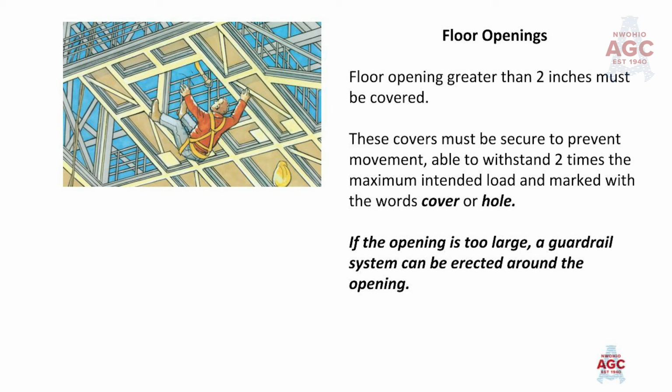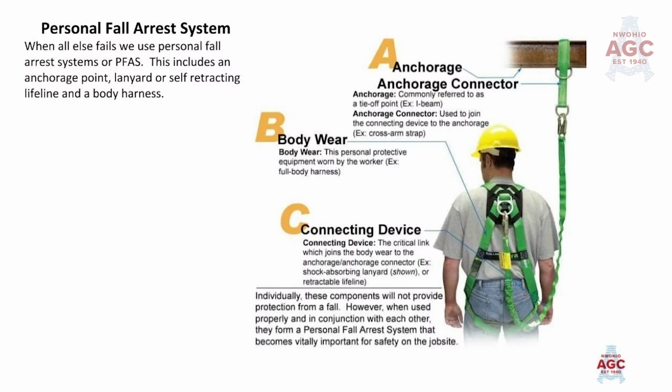And last but not least, our personal protective equipment. Personal protective equipment, our personal fall arrest system. It consists of an anchorage. That anchorage point must be able to withstand 5,000 pounds of force. So if you can hang up that F-150 pickup truck on that anchor point, then you've got a good anchor point. Your body wear, that would be your harness and your lanyard, must be inspected, must be proper fitting, and we must be able to use that in conjunction with Subpart M of the OSHA standard.